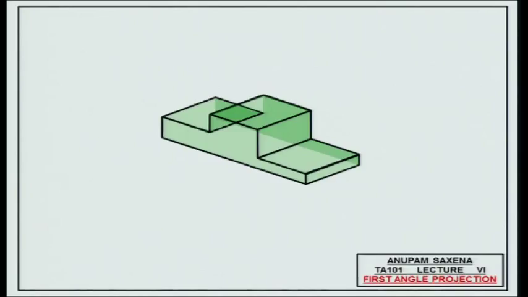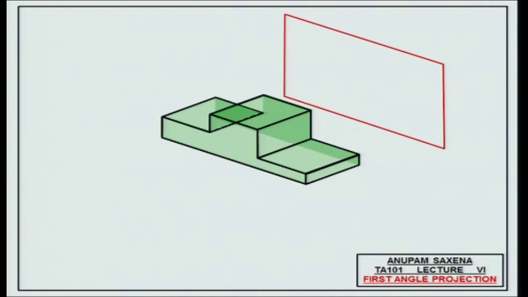Let's consider the same object, but we will consider a different scenario. We'll say instead of the plane being between you and the object, the plane is behind the object. So the object is placed between you and the plane. So this is the vertical plane that's behind the object. The horizontal plane is to be placed below the object, and the profile plane is again placed behind the object.